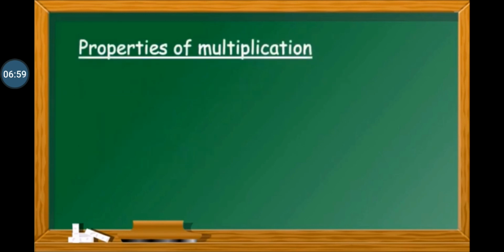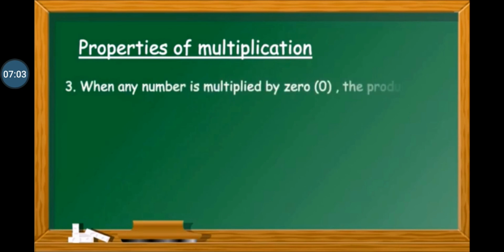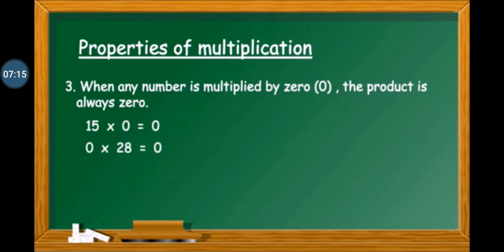Now come to the third property of multiplication, and according to this property, when any number is multiplied by 0, the product is always 0. 15 times 0 will be 0, or 0 times 28 will be 0. Even if we have more than two numbers and among these numbers one number is 0, the product will be 0. You can see the examples here.